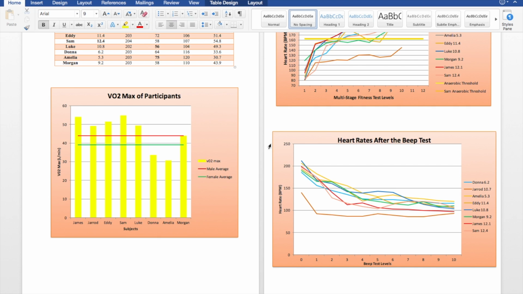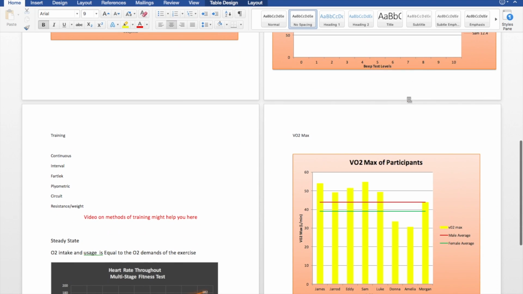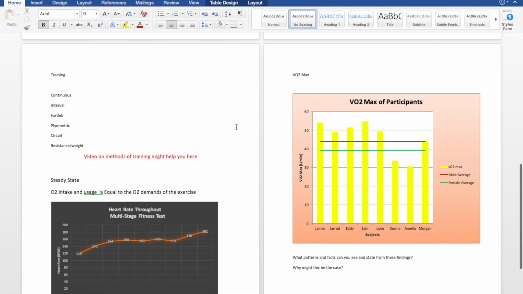So if we look at this particular graph, we've got anaerobic threshold going across there, and we've got every athlete reaching anaerobic threshold at some point except this one. So how do we train to improve it? So here we're going to look at a few different things. Here we've got the different types of training that we can utilize in order to improve things.